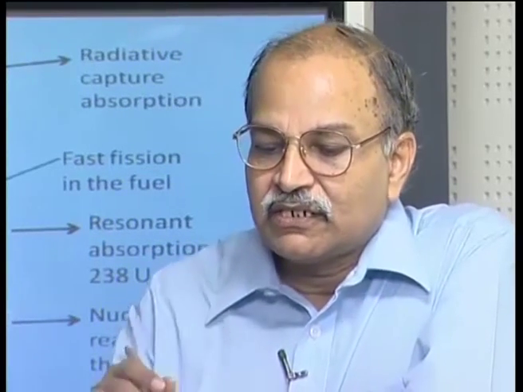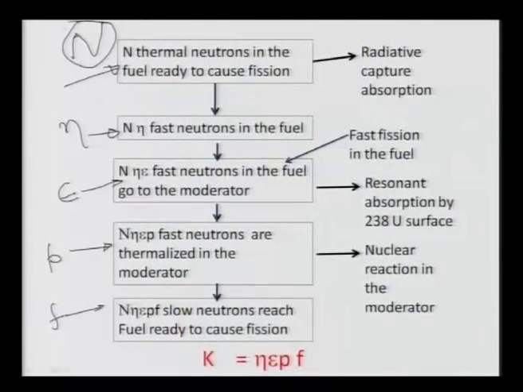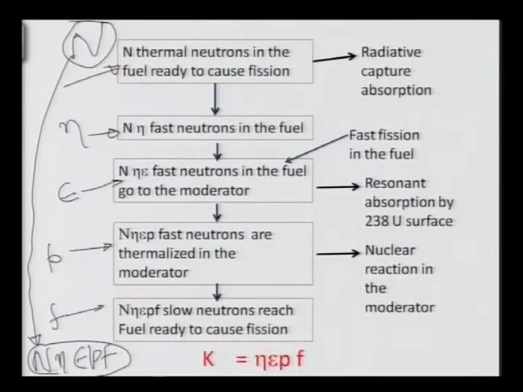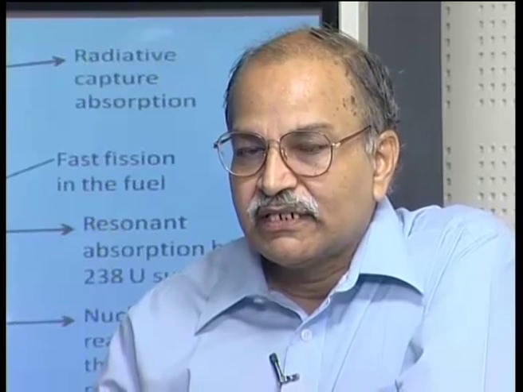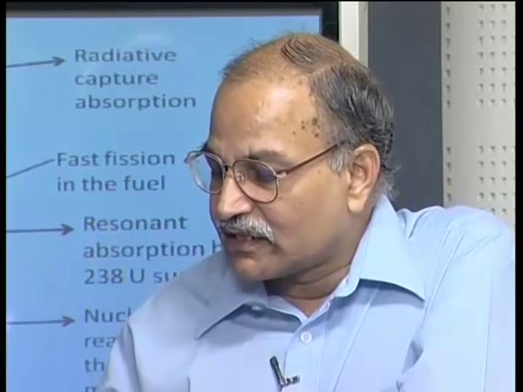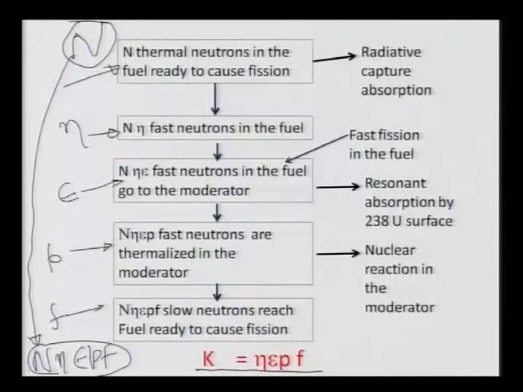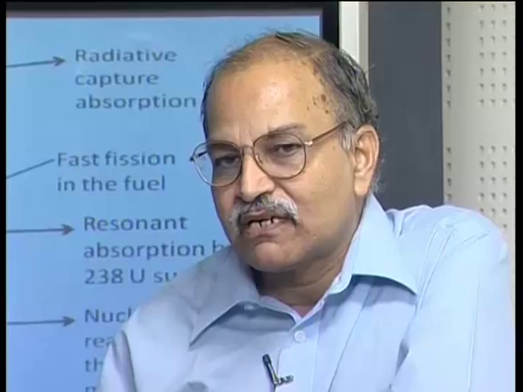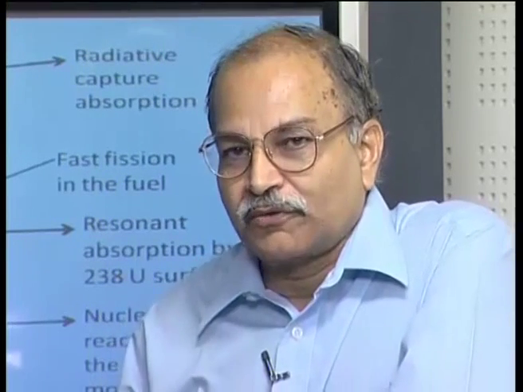So, in one generation if you have these n thermal neutrons, in the next generation you have these n eta epsilon p f thermal neutrons. So, from one generation to the next generation, the number of thermal neutrons in the fuel rod is multiplied by eta times epsilon times p times f, which is known as reproduction factor. But we have missed some points. All this is if you have an infinitely big core.